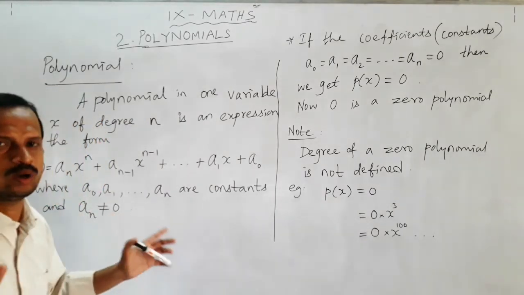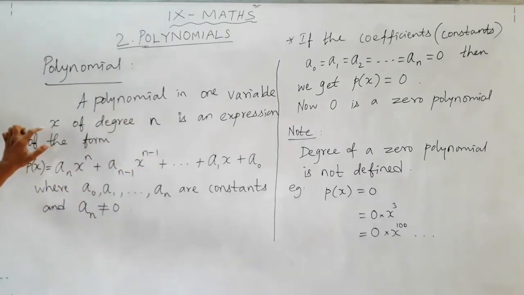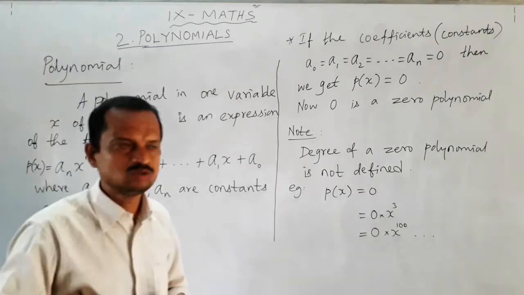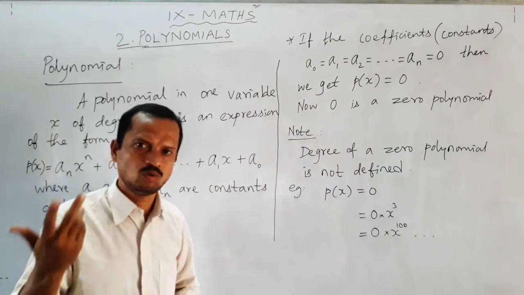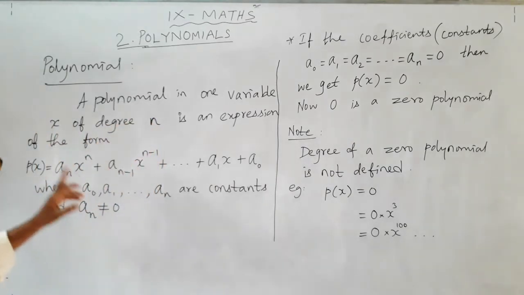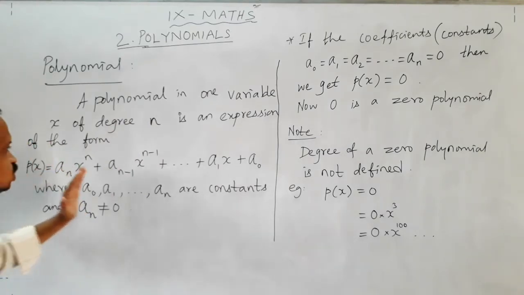X means x, y means y. That's all. No other variable. So in a polynomial in one variable x, I have taken x as the one variable. Of degree n means what? Any degree, any number. Degree 4, degree 5, degree 6, like that. Anyway, degree n is an expression. It's an expression of the form. In which form should it be?